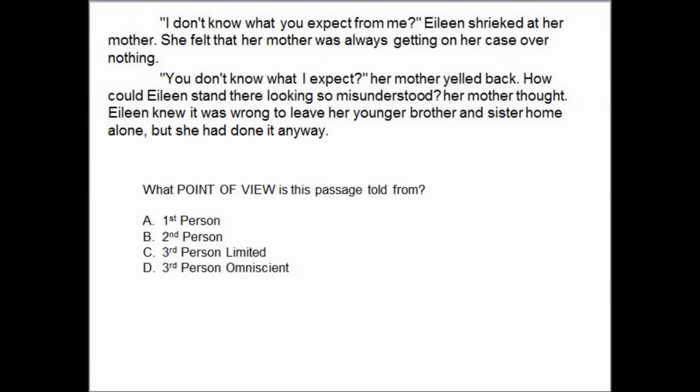Here's another. "I don't know what you expect from me," Eileen shrieked at her mother. She felt that her mother was always getting on her case over nothing. "You don't know what I expect?" her mother yelled back. How could Eileen stand there looking so misunderstood, her mother thought. Eileen knew it was wrong to leave her younger brother and sister home alone, but she had done it anyway. What point of view is this passage told from? A. First person. B. Second person. C. Third person limited. Or D. Third person omniscient.